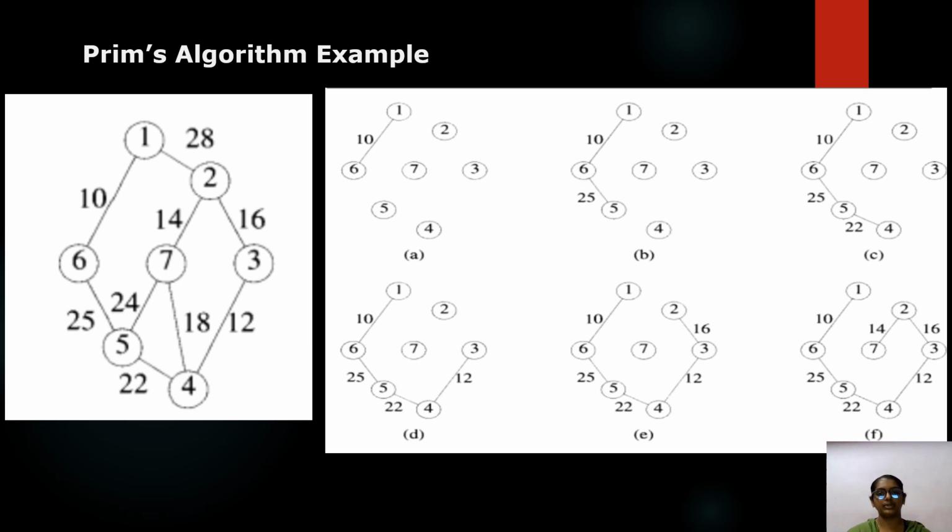And from 3 to 2, the cost is 16. And similarly, 2 to 7 is 14, 2 to 1 is 28, but the minimum is 2 to 7. So represent 2 to 7. When we take from 7 to 5 or 7 to 4, the graph becomes cyclic. So it does not satisfy the spanning tree property. The final tree should be a spanning tree, which means the tree should not be in cyclic form. So that final answer will be this.